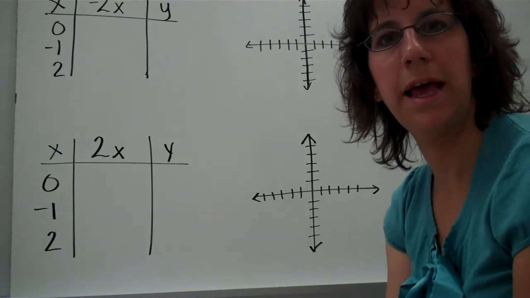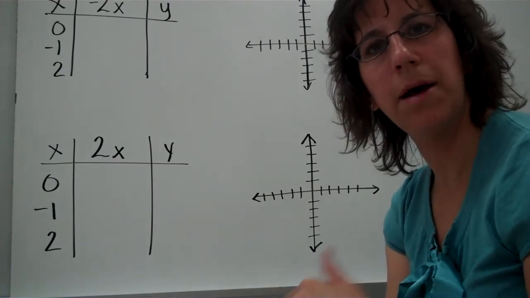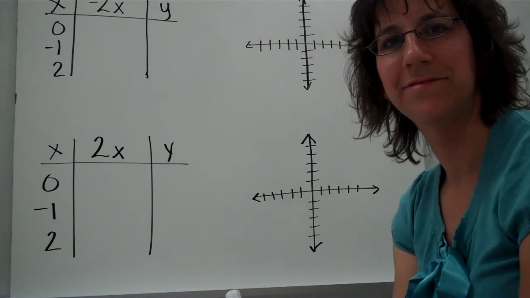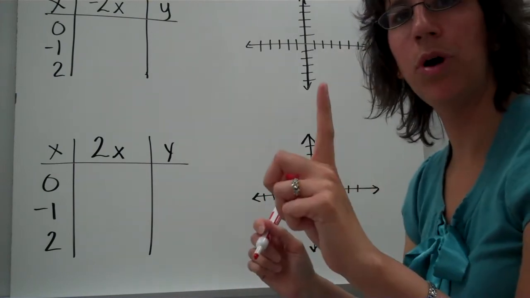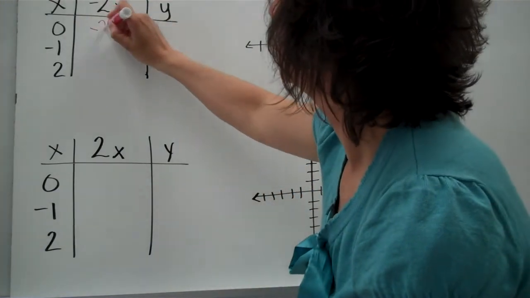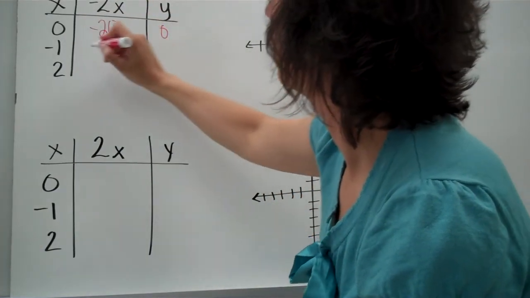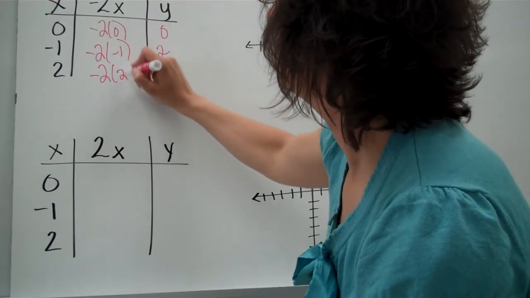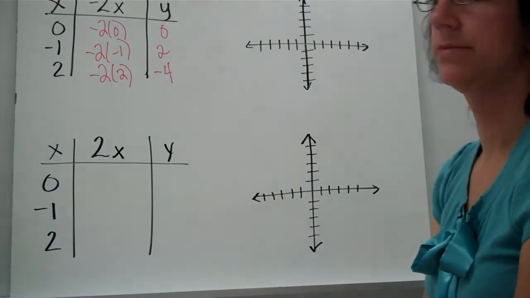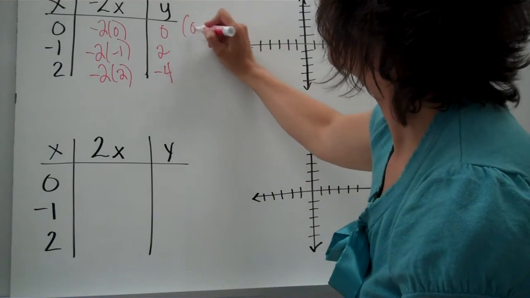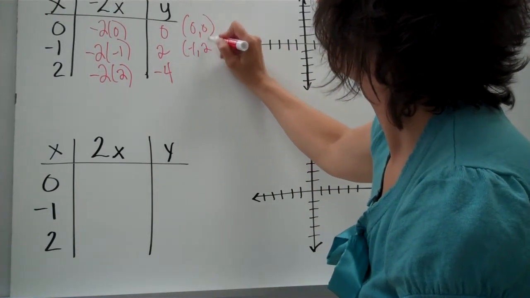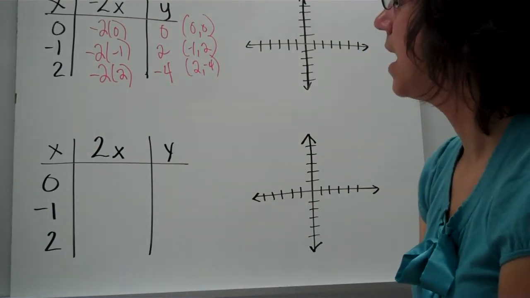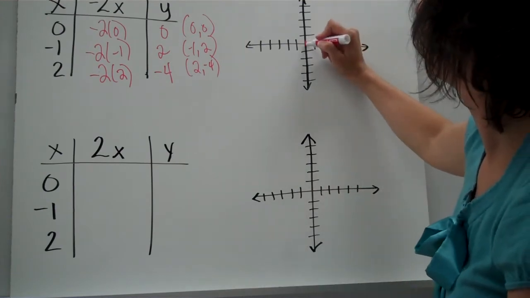Go ahead and try these 2 examples. Pause the video and then come on back and we'll do it together. You can check your work. Step 1 is to complete the function table. Negative 2 times 0, negative 2 times negative 1, and negative 2 times 2. Step 2 is to make the ordered pairs. And step 3 is to graph.